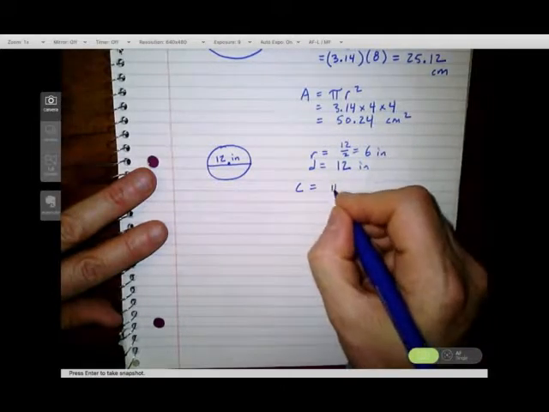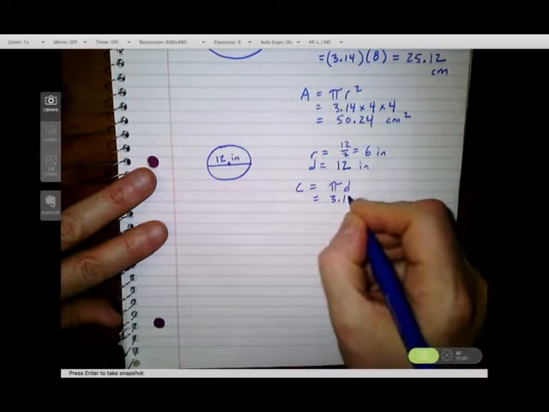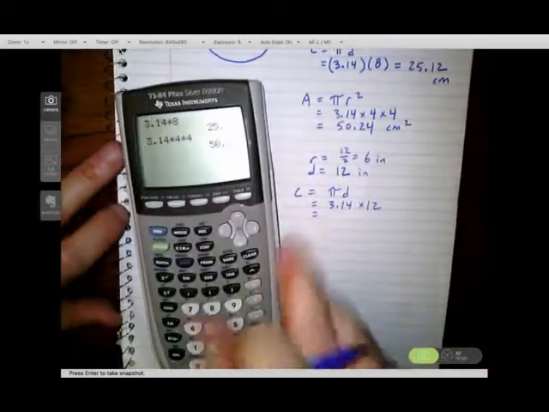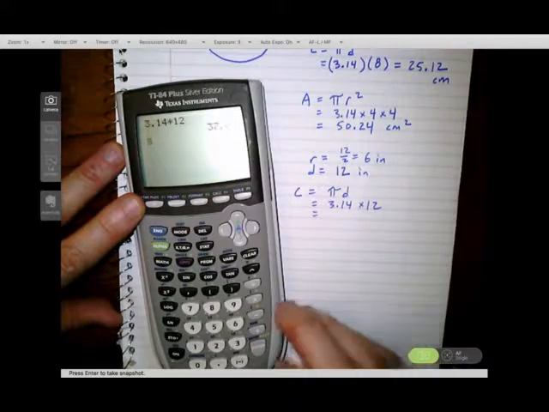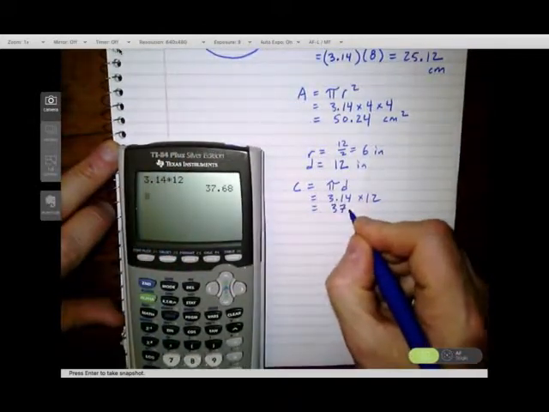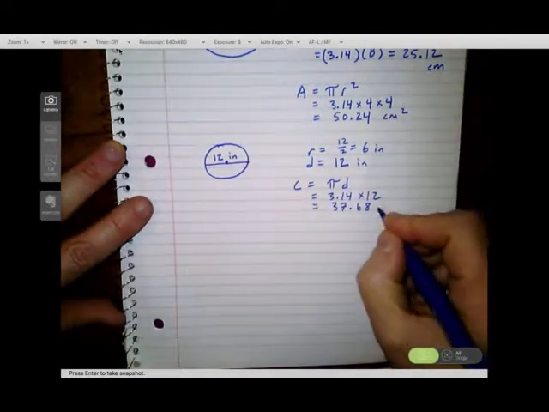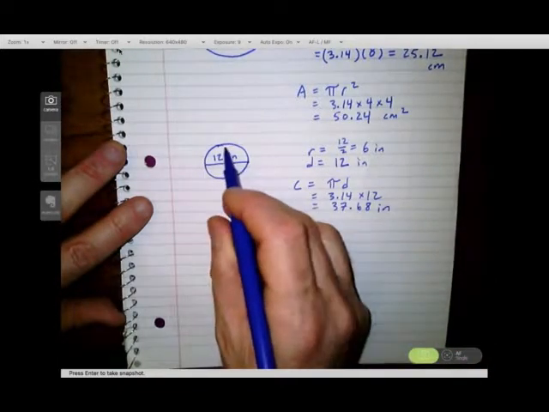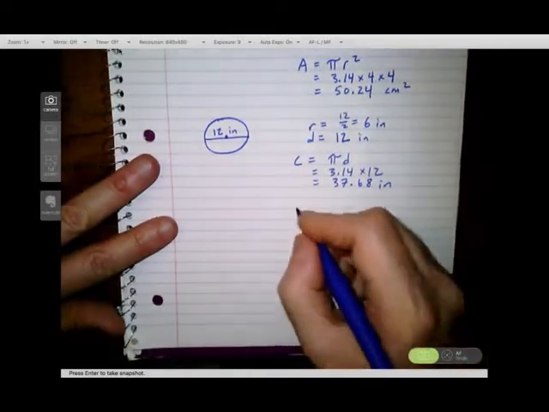Circumference is pi times the diameter, or 3.14 times 12. And that is going to be, oops, that's hard to see, I'm sorry about the light, 37.68. And again, the units match what you're given in the problem, inches. They're not square inches, that's for area. Circumference, once again, is the distance around the outside of the circle. Okay, now we'll do area.